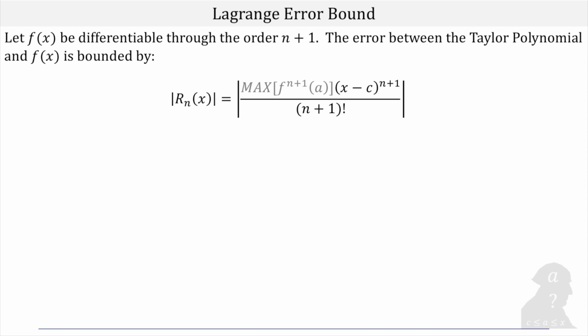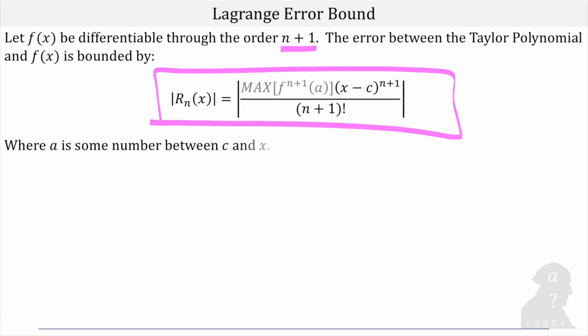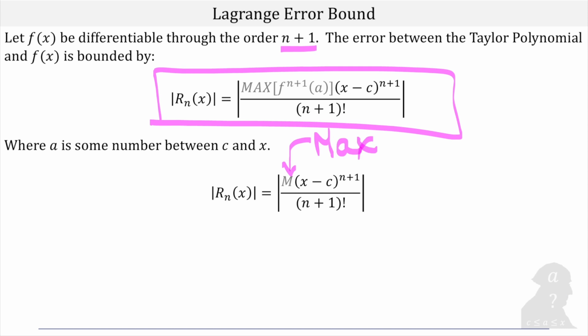So the Lagrange error bound officially: let f of x be differentiable through the order of n plus 1. The error between the Taylor polynomial and f of x is bounded by this remainder, where a is some number between c and x. We also might shorten this to just say an M right there for max.